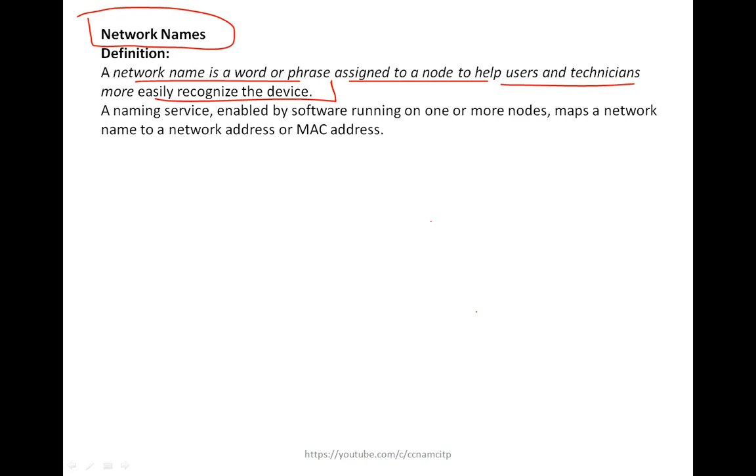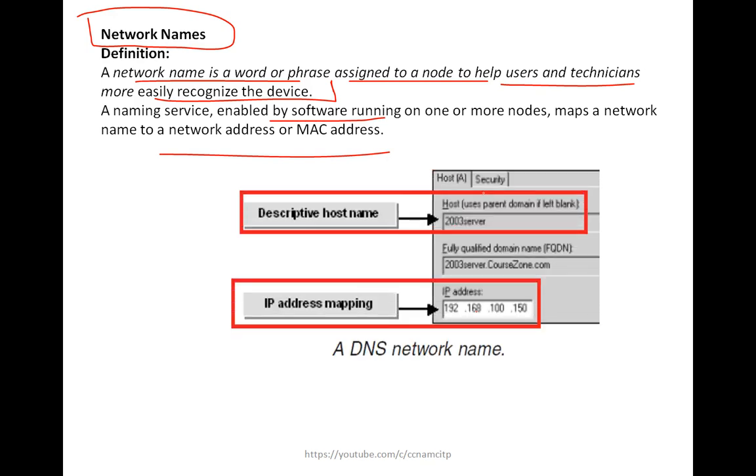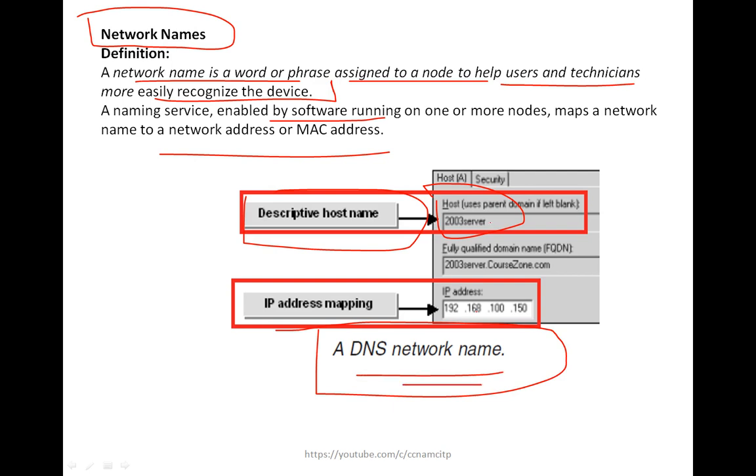So recognize and identify the name of the devices. And a naming service enabled by software running on one or more nodes maps a network name to a network address or MAC address. So as you can see here, for example, Windows Server 2003 descriptive host name. This is name, host name of a system, and this is IP address. So a DNS network name, you can say like this. This name is mapped to this IP address.